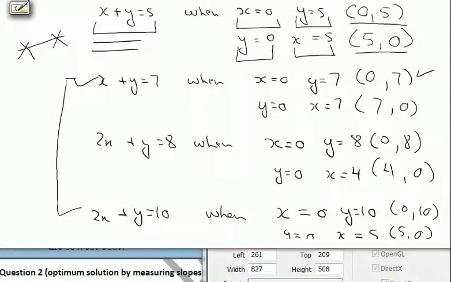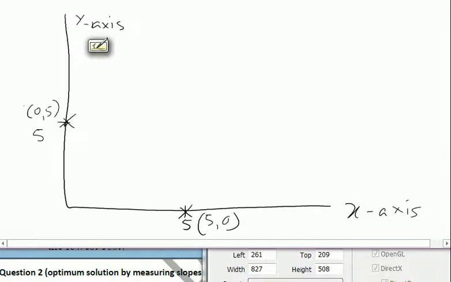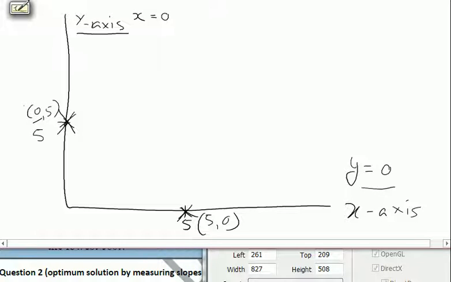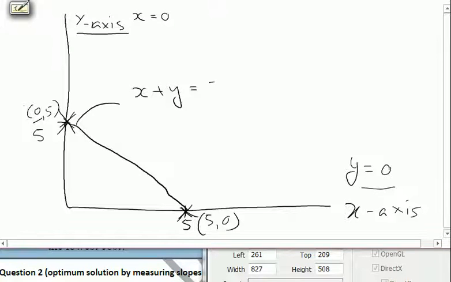Now to draw the first line, we will move on to our graph paper. On a graph, we will plot the y-axis and x-axis. We know that this is the place where x is 0 since it lies on the y-axis, and we always know that on the y-axis x is always 0. We also know that this will be the point which is 5, 0. Since it lies on the x-axis, we always know that on the x-axis y equals 0. Now to draw a straight line, we join these 2 points together. This line reflects x plus y equals 5.